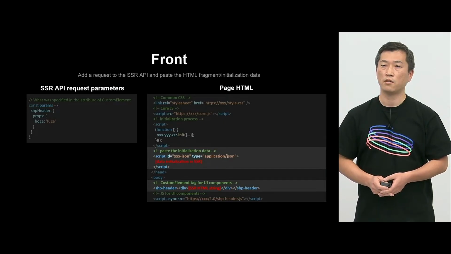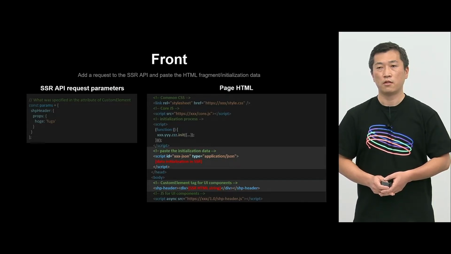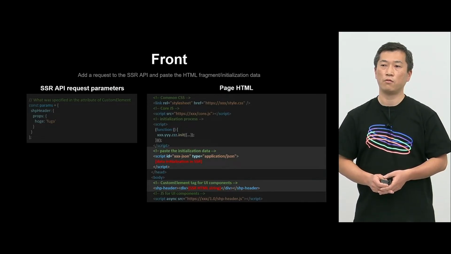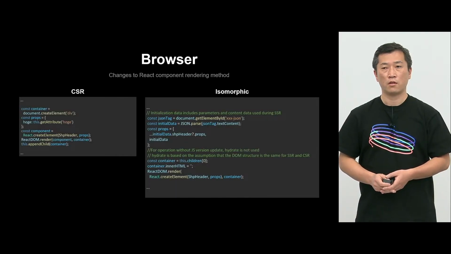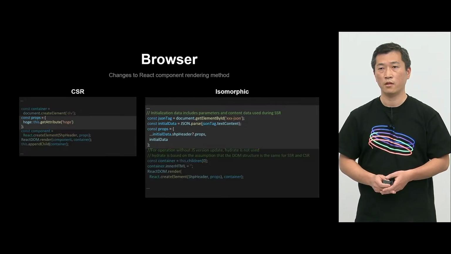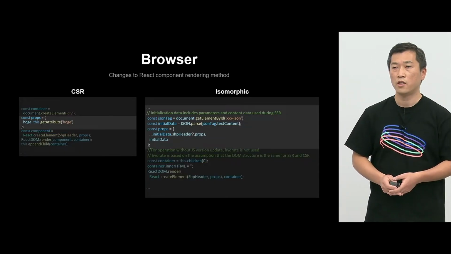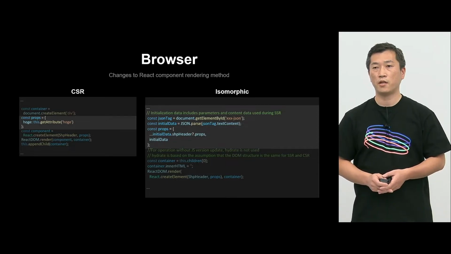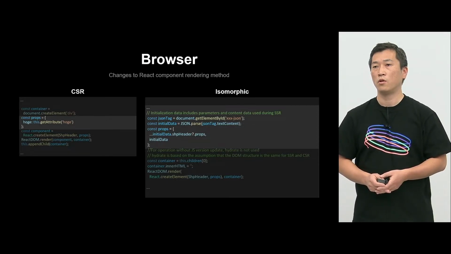From the SSR API, the HTML fragment and initialization data will be returned, and they will be pasted in their respective designated places. It has changed, but not so much. Along with that, the React component in the browser changes its rendering. The biggest change is that the props are generated from the initialization data.